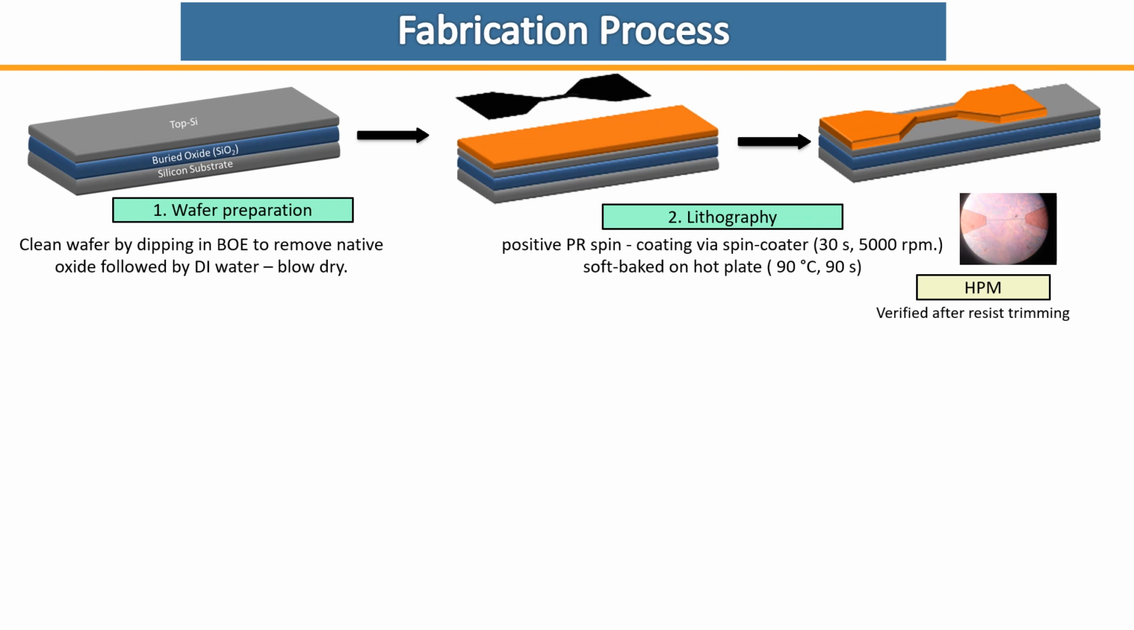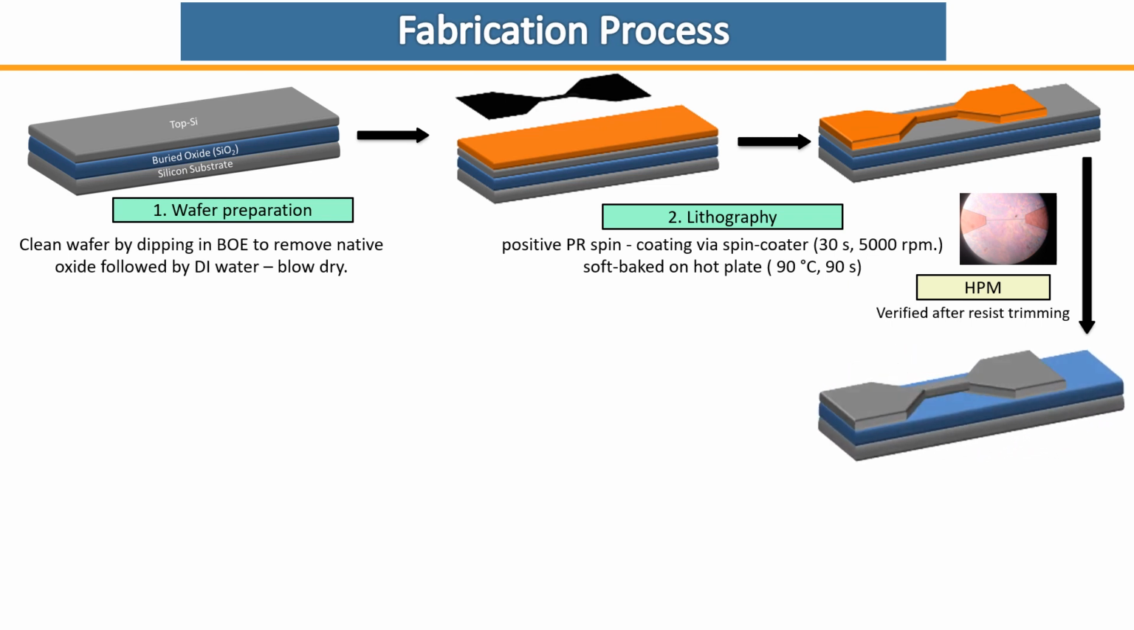As you can see, there is an image of the nanowire where we have to verify after the resist trimming to get the nanowire size that we want. And then we proceed with the etching process via inductively coupled plasma reactive ion etching, ICP-RIE, for 21 seconds. The remaining photoresist was completely stripped using acetone and rinsed with DI water to expose the source, drain, and nanowire.